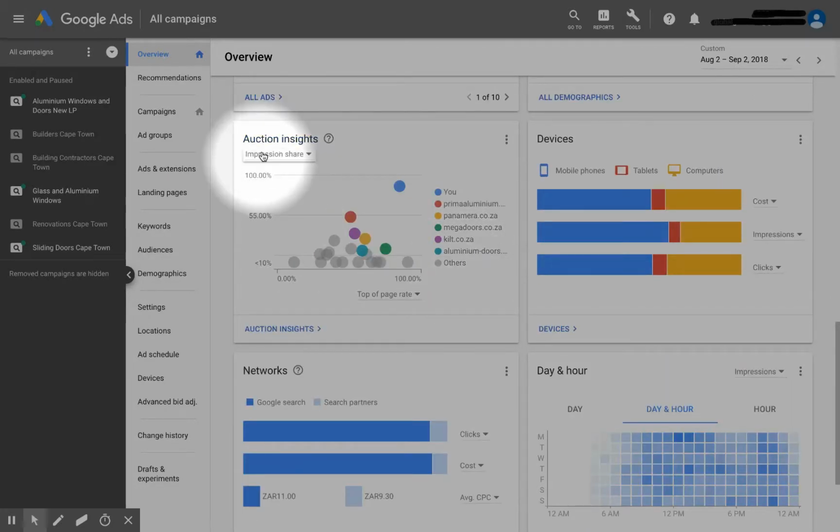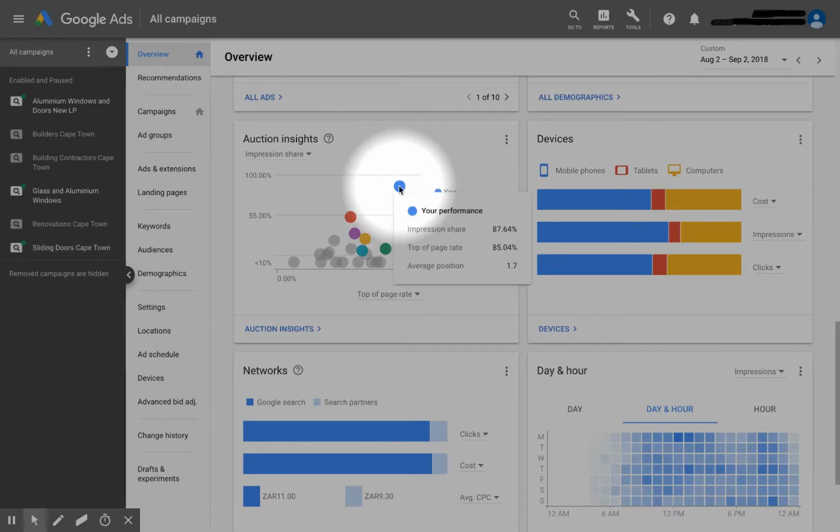But this is really what I wanted to show you. This is the auction insights. So this is Google telling us how we are doing in relation to the competitors. And obviously in this instance, the competitors are using other search marketing or SEO companies to run their ads. The blue is your performance. So this is obviously our client's performance, which is the work we do on behalf of our client.